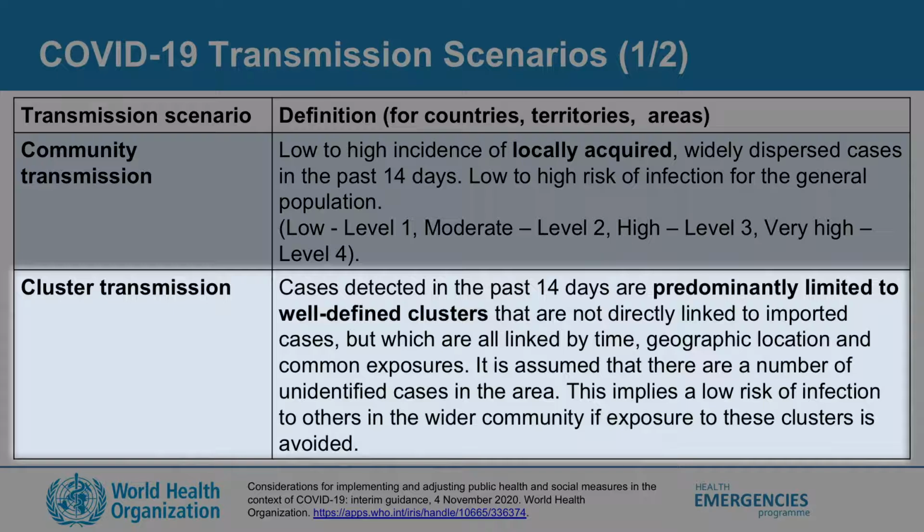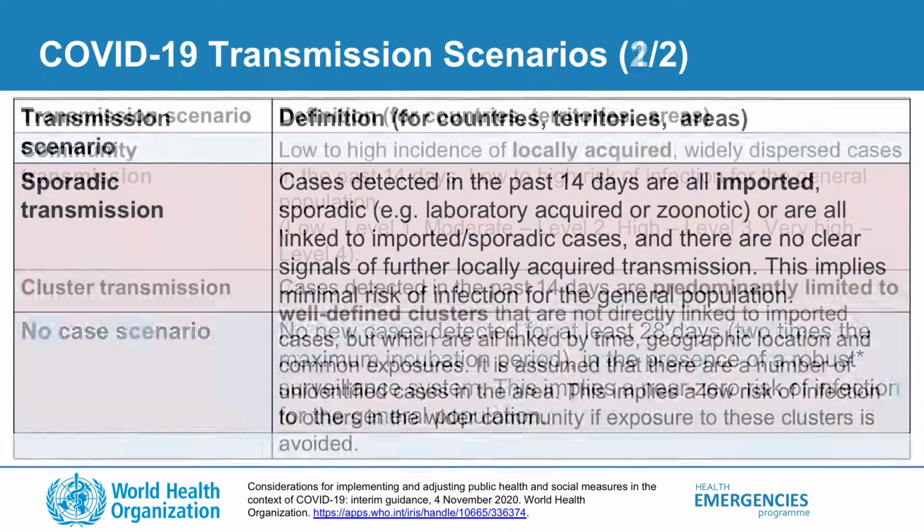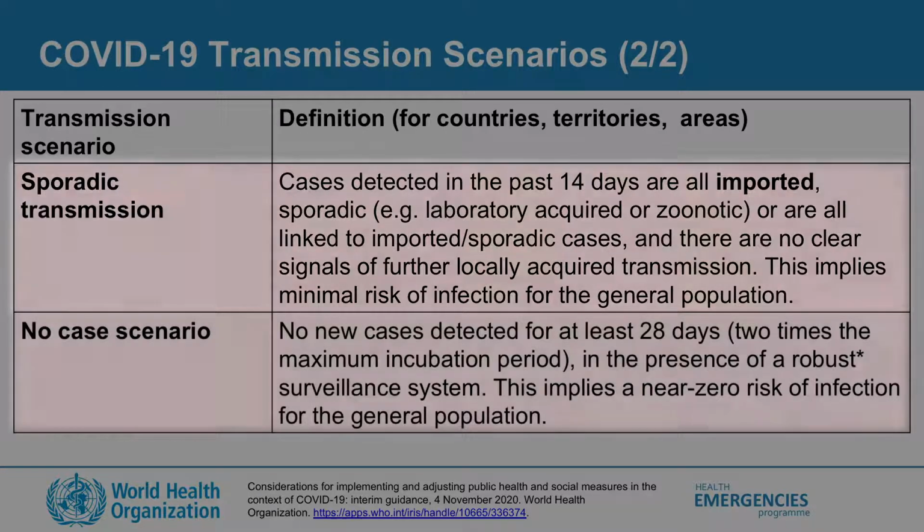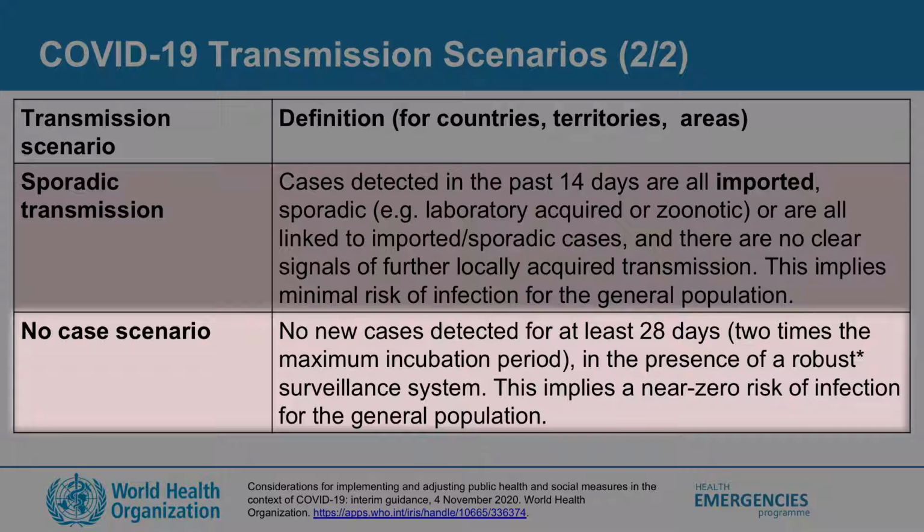The second is a cluster scenario, where cases are limited to a well-defined cluster linked by time, geographic location, and common exposures. The third is a sporadic scenario, where cases are imported and sporadic or linked to sporadic cases, and there is no further locally acquired transmission from them. This implies minimal risk for the population. The last being the no-case scenario, in which there are no detected cases in the previous 28 days. This is, of course, in the context of there being a robust surveillance system to detect them.